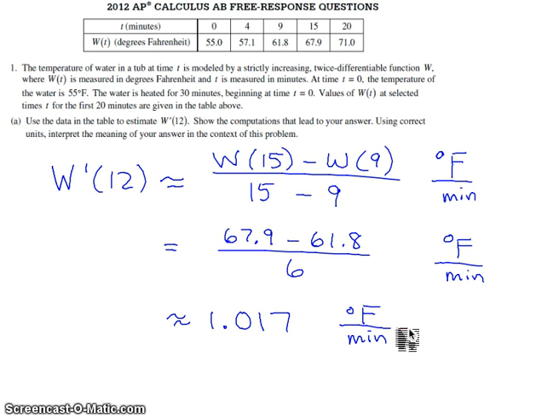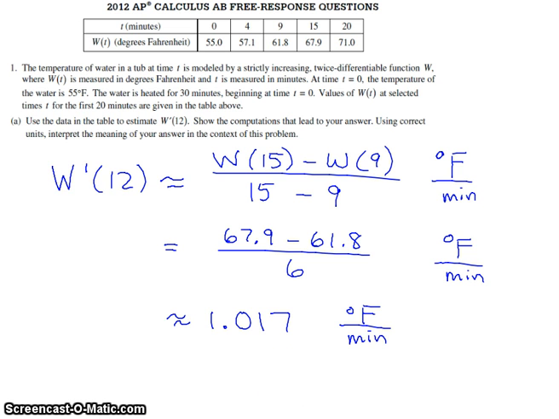It wants us to say a little something about what this means within the context that we're dealing with here. And this set of units you'd hopefully recognize as representing a rate of change. So at t equals 12, the instantaneous rate of change of the water's temperature within the hot tub is approximately 1.017 degrees Fahrenheit per minute.